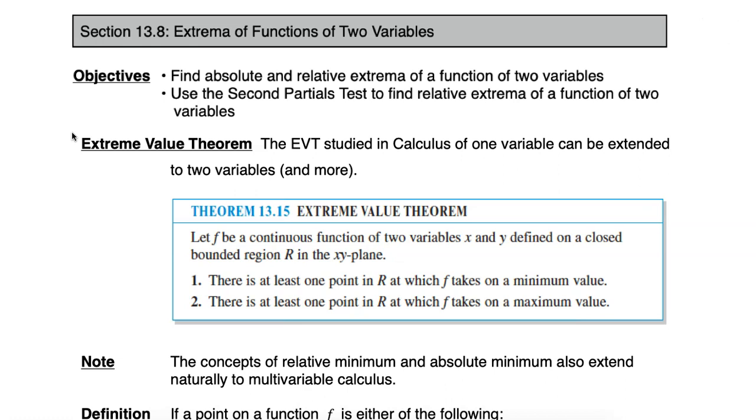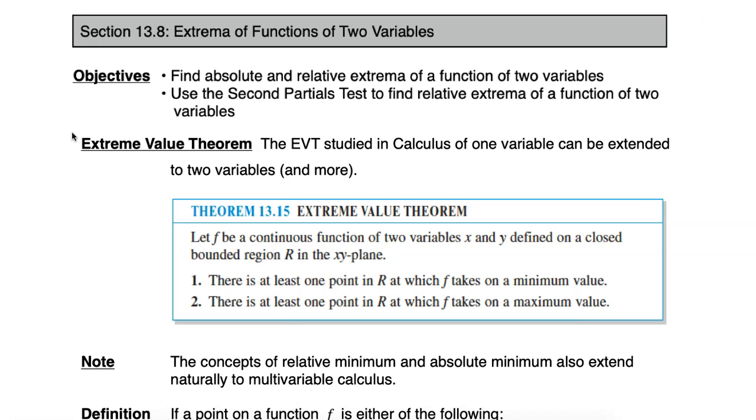studied in previous classes. The first one is the EVT, so extreme value theorem, and the second one is connected to the second derivative test, and this time it's called the second partials test. So the goal is the same as in regular calculus of one variable. We're trying to find where a function reaches its maximum or minimum. There's also relative max and relative min, as well as absolute max and absolute min.